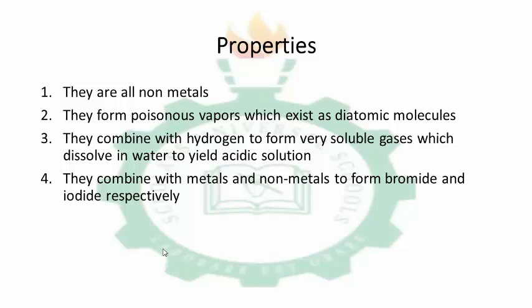Hydrogen bromide gas dissolves in water to form hydrobromic acid, while hydrogen iodide gas dissolves in water to form hydroiodic acid. Bromine and iodine combine with metals and non-metals to form the bromide and the iodide of the metal and the non-metal respectively.